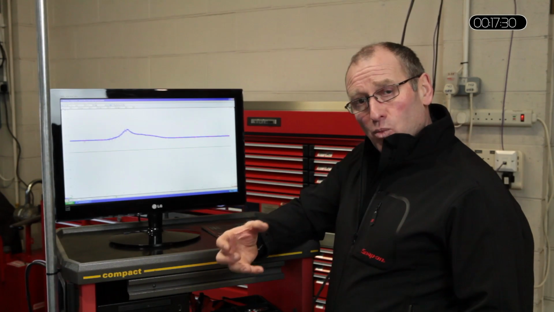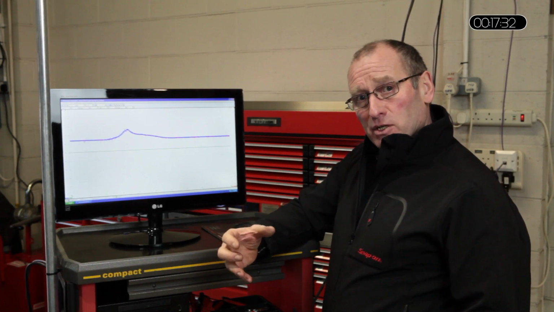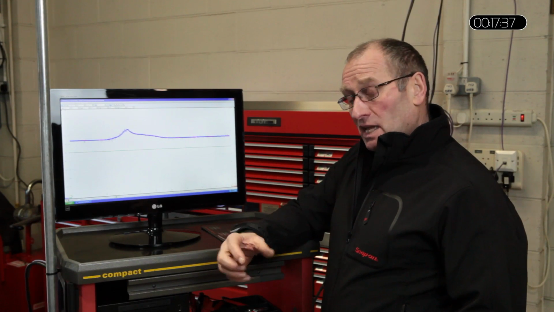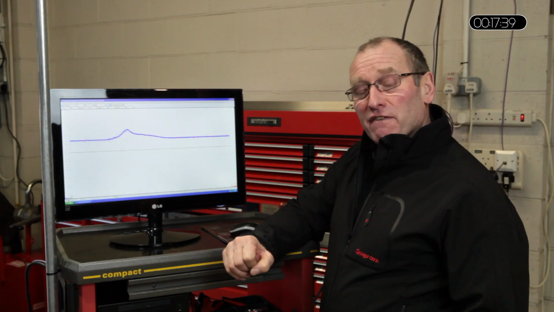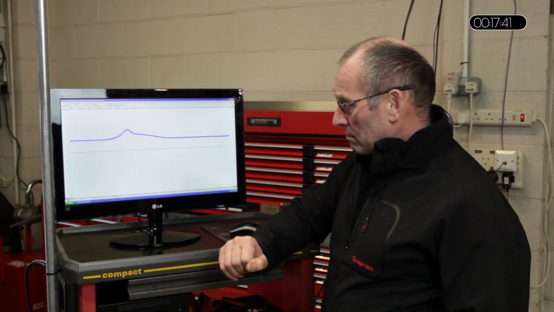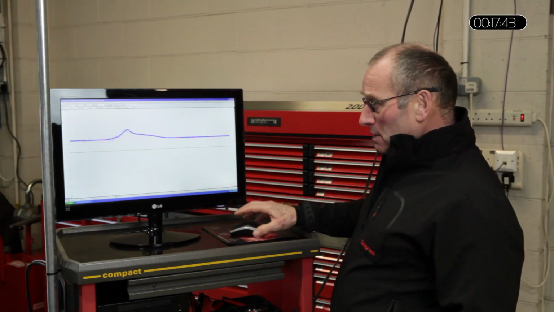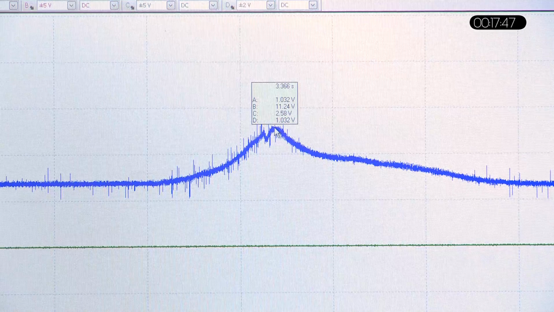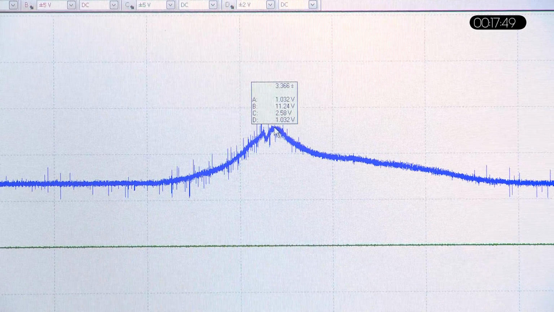Now, I've mentioned this 1.6 volt figure. This figure keeps coming back, and it's the maximum figure I would expect to see from any DPF system in a fully functional normal operating condition. And you can see from this that the maximum voltage here is actually only 1 volt. This really is very, very good.